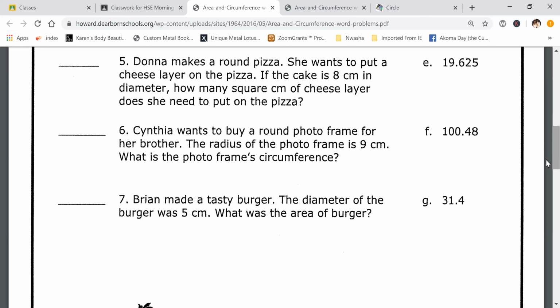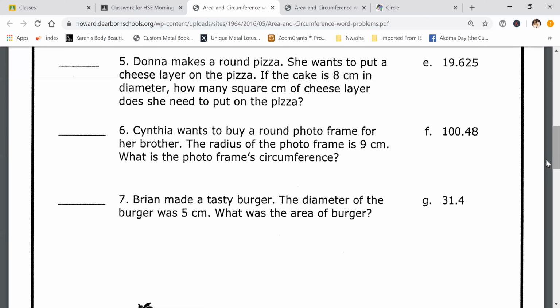And then for number 7, it says Brian made a tasty burger. The diameter of the burger is 5 centimeters. What is the area? So now you're back to an area formula. So what do you actually need? Do you need the diameter? No, the diameter is 5. Right, you don't need the diameter, right?